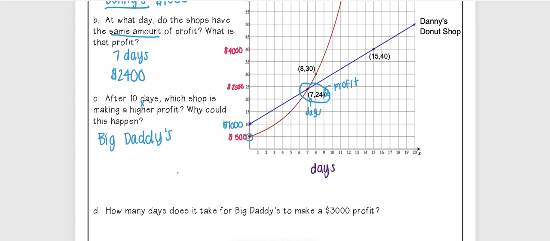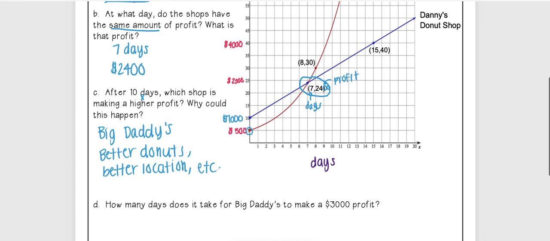Why could this happen? There are many reasons why maybe a shop is making more money. One could be maybe they have better donuts. Maybe they're in a better location. Maybe they're having a better sale. All kinds of reasons that could be the case.